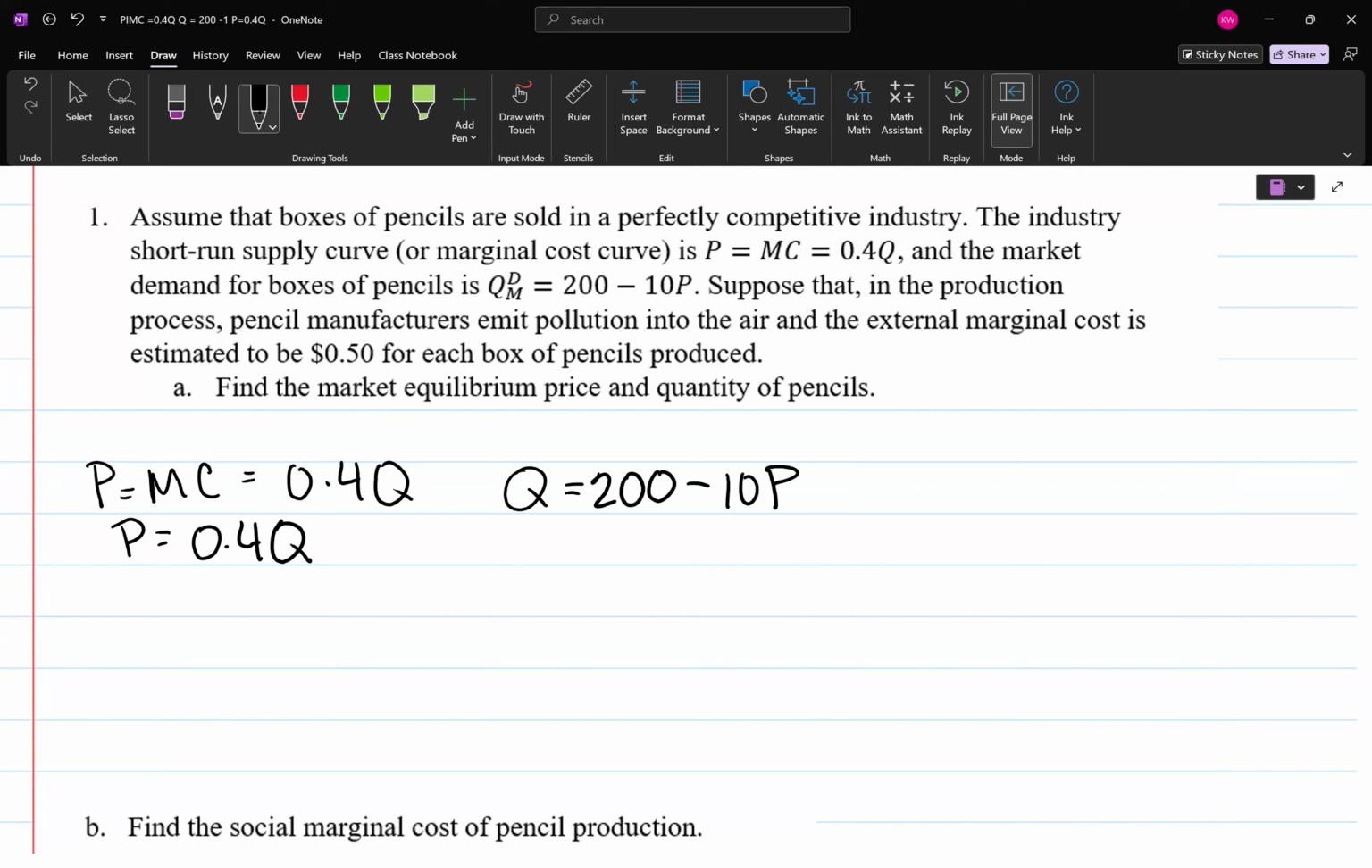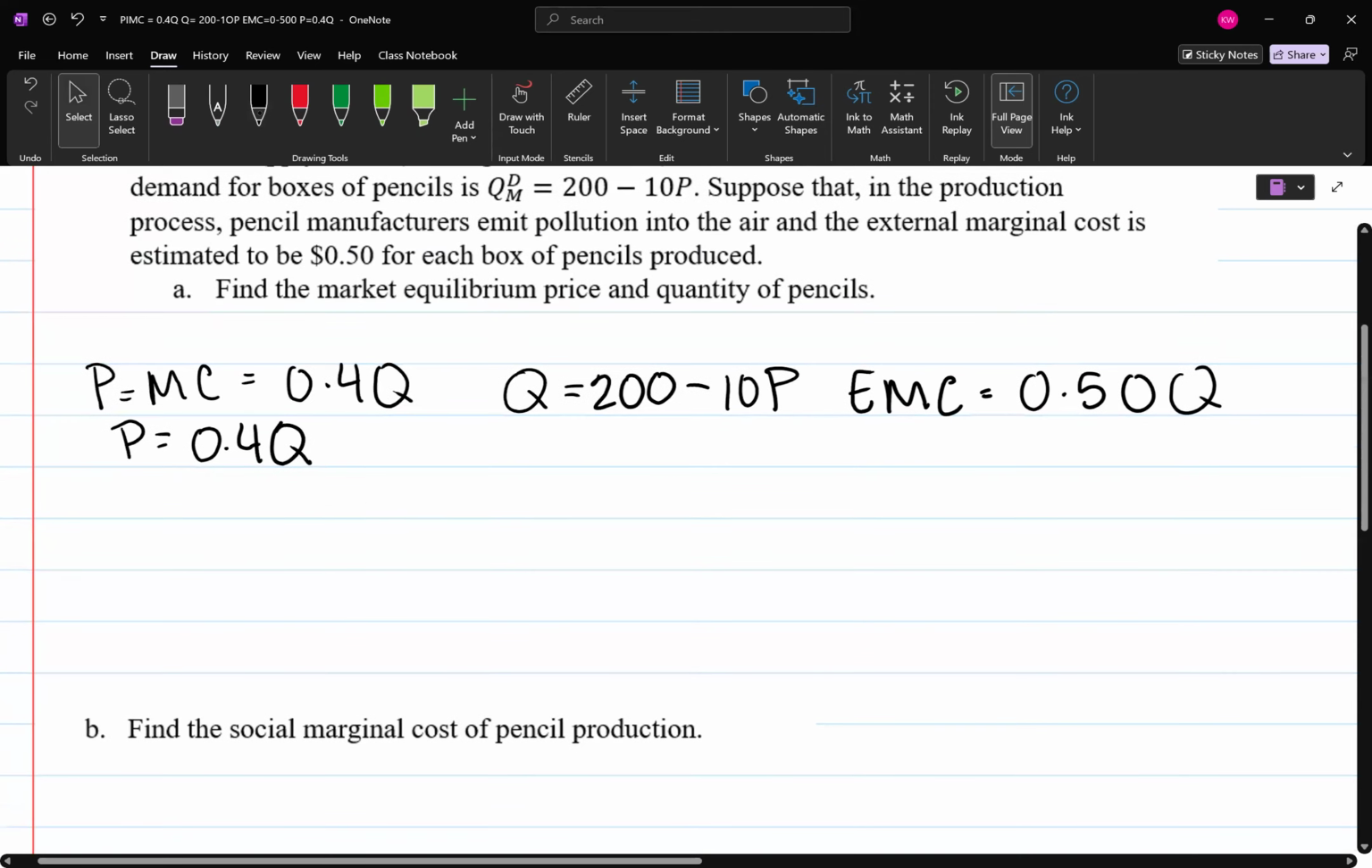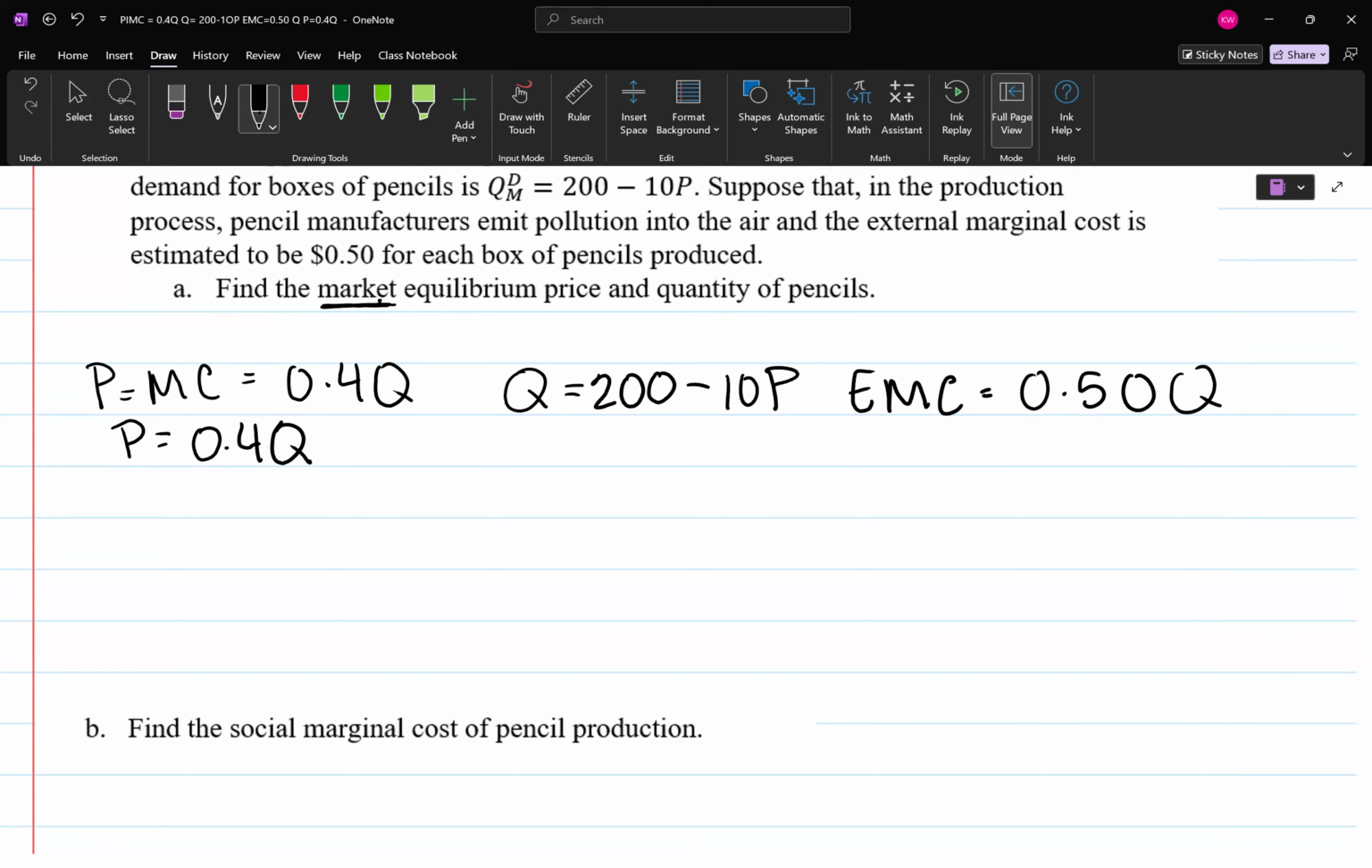And this question says, suppose that in the production process, pencil manufacturers emit pollution into the air, and the external marginal cost of that pollution is expected to be 50 cents per box produced. So this question wants us to find the equilibrium price and quantity in the market. And so this is not the socially efficient equilibrium. This is a market equilibrium. So we're just considering the private benefits and the private costs of producing these pencils.